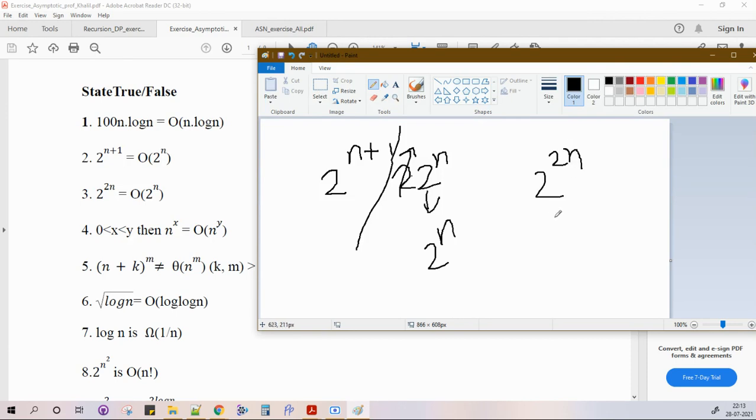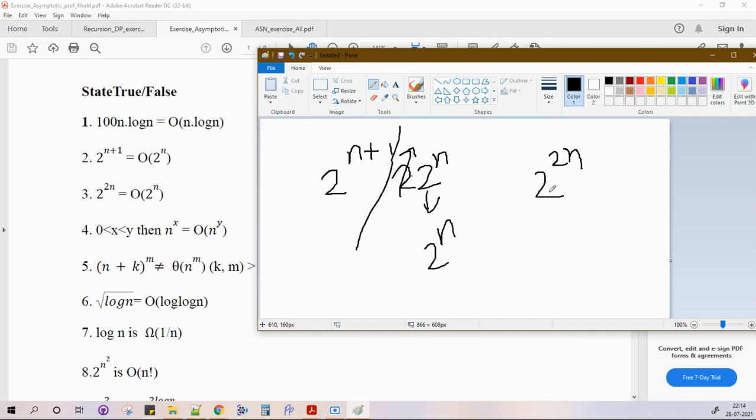Mayur, yes, for the first also, that is true, right? 100 n log n is order of n log n. Correct? 100 is a constant, so it will be n log n, right? Correct, definitely. Sure, no problem.